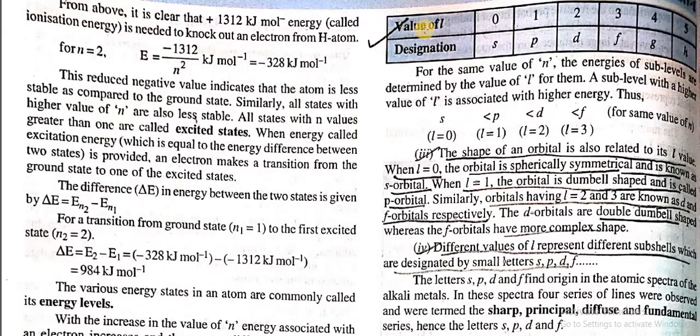If the value for l is 0, then it is an s orbital. If the value for l is 1, p orbital. If the value for l is 2, d orbital. And if the value for l is 3, f orbital. So we'll consider only these four orbitals, s, p, d and f.